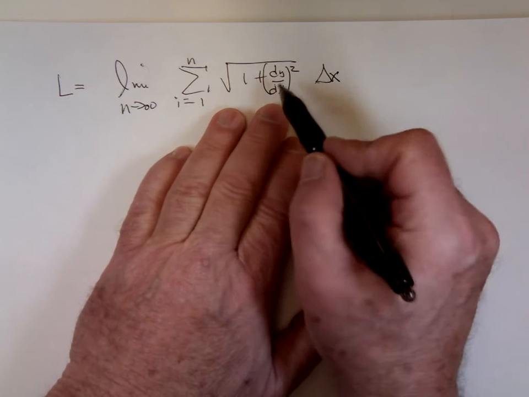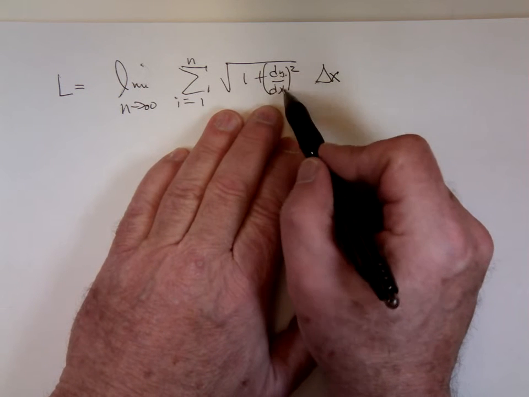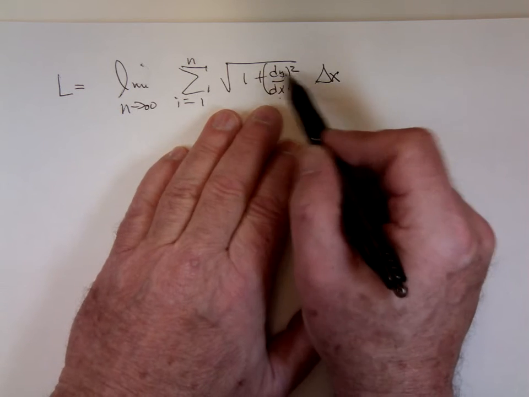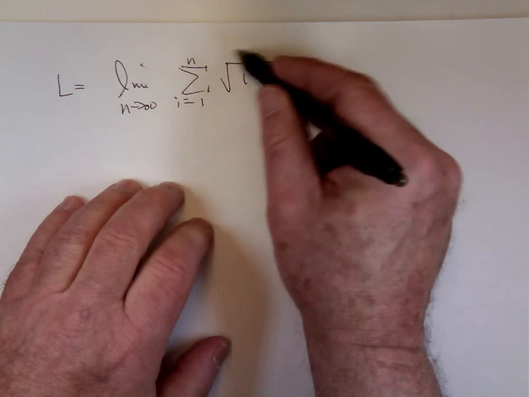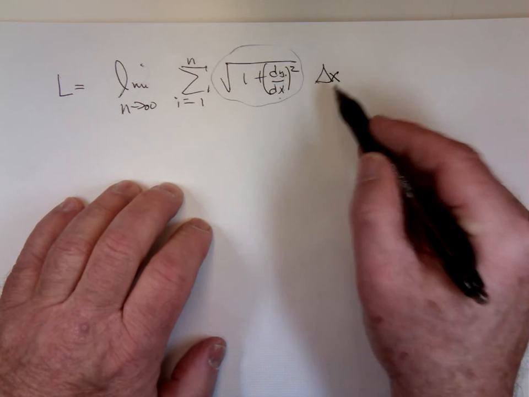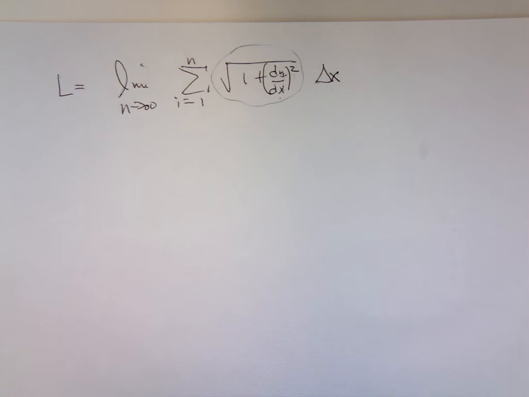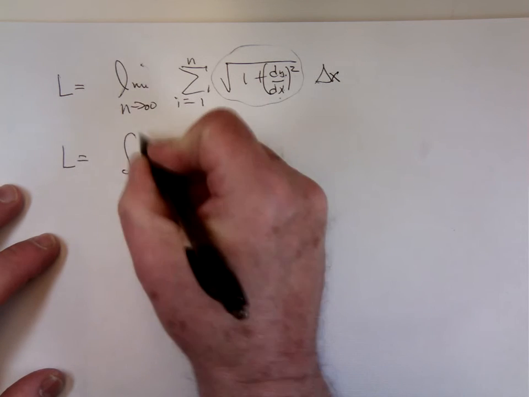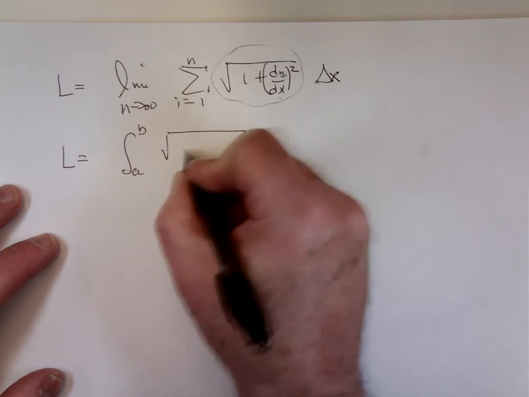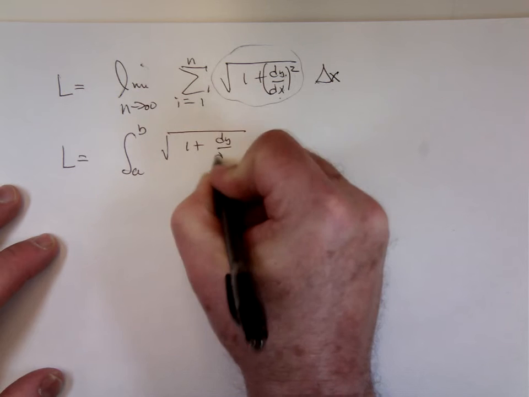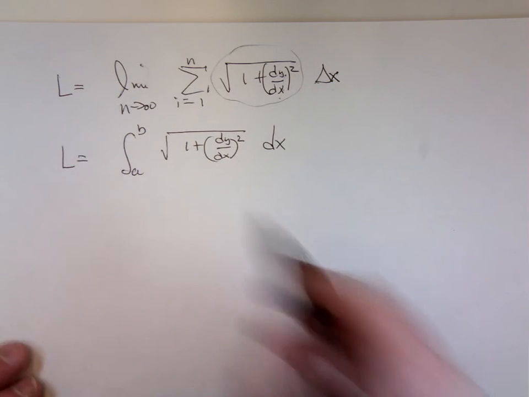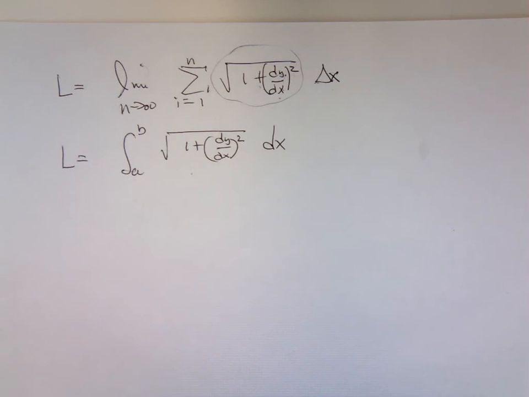If y is a function of x, the derivative of y with respect to x is a function of x. Square it, add 1, take the square root. This is some function of x times the delta x. That's a Riemann sum. What's arc length equal to? The integral from a to b of the square root of 1 plus the derivative squared. Directly from this. Okay? That's the arc length of a curve.